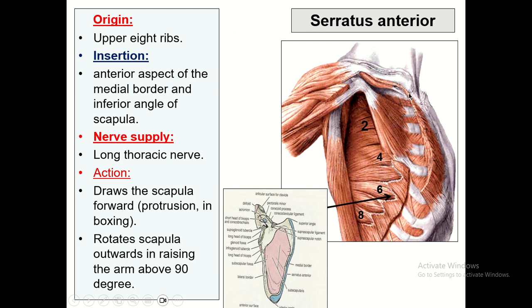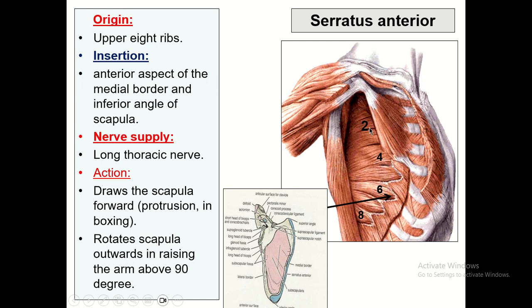So let us go to your serratus anterior. Your serratus anterior muscle looks like a saw. You can see it looks like a saw, with the teeth. It attaches to the lateral aspect of your thorax, to the upper eight ribs, so from rib 1 to rib number 8, that will be its origin. And then it inserts on the anterior aspect of the medial border and the inferior angle of the scapula.